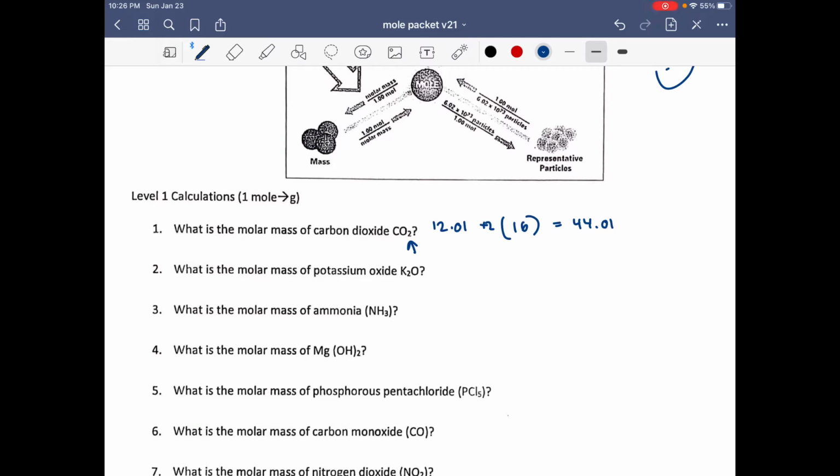For the next one, what is the molar mass of potassium oxide, K2O? We have 2 Ks, so K is 39.10 times 2, plus oxygen, which is 16. That's going to give us 94.2. So that's the molar mass of potassium oxide.